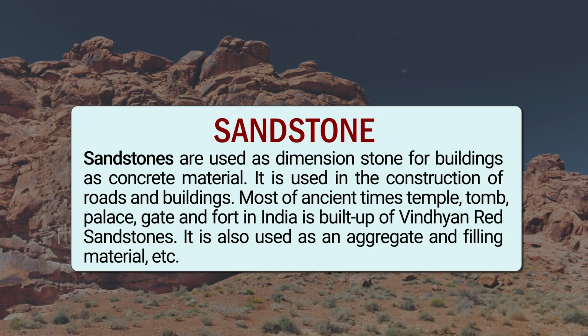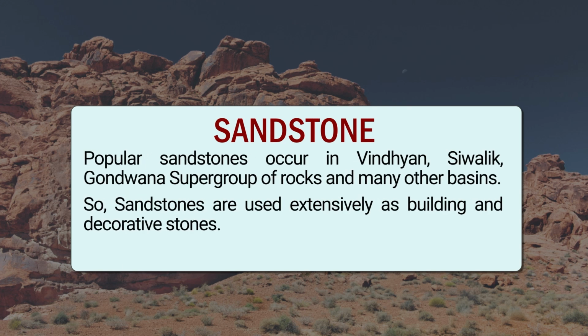You can see that most of the ancient temples, tombs, palaces, gates and even forts in India are built of Vindhyan red sandstone. It is also used as an aggregate and as filling material. The popular sandstones occur in the Vindhyan, Siwalik and Gondwana supergroups of rocks, and also in many other basins. Sandstones are used extensively as building and decorative stones.